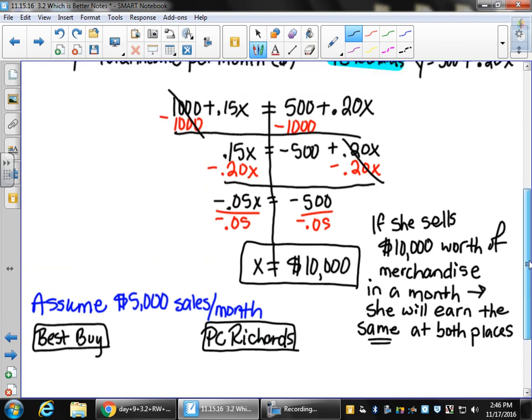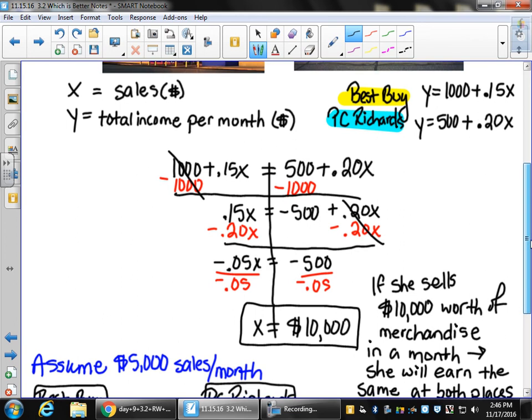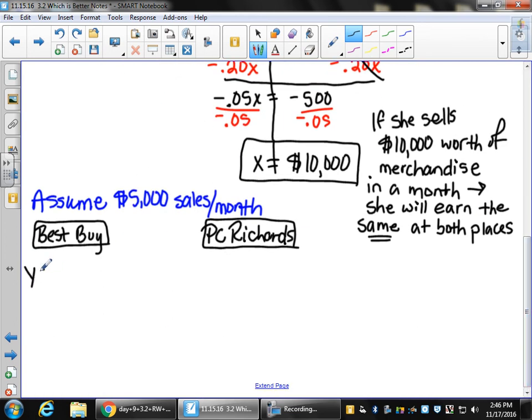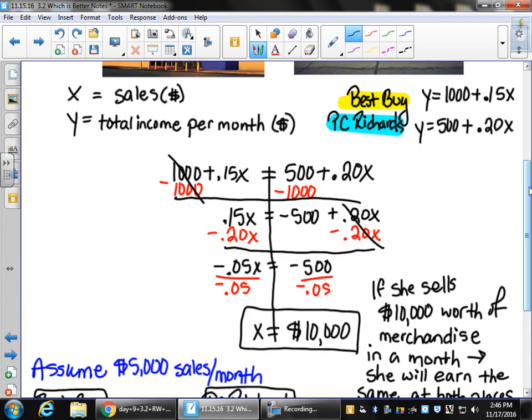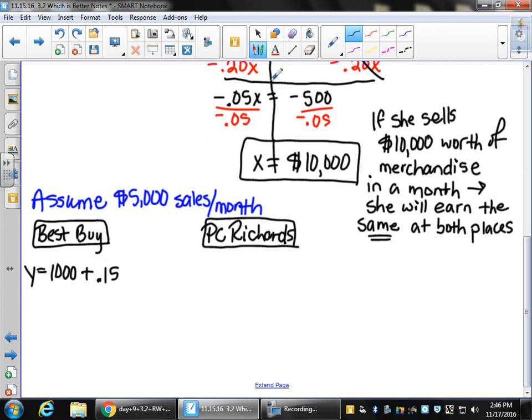So we're going to come up here and use the equation for Best Buy. 1,000 plus 0.15x becomes y equals 1,000 plus 0.15 times 5,000. So that's 1,000, what she makes just in the month, flat. 15% commission on the 5,000. Do 0.15 times 5,000, and we get $750 in commission, which means her total income for the month would be $1,750.